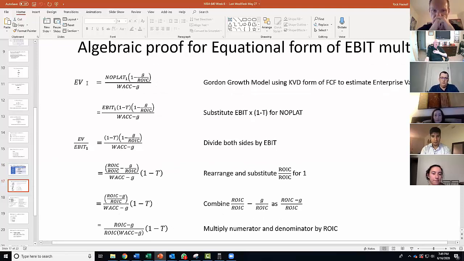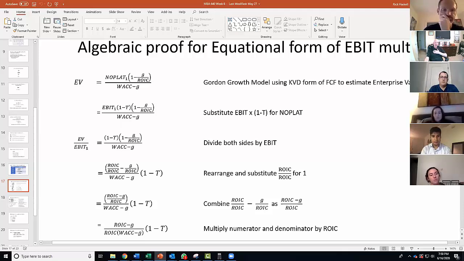Would we agree that an estimated enterprise value could be NOPLAT times 1 minus g divided by ROIC, divided by WACC minus g? Would we agree with that? Isn't that the continuing value using the KVD form? And didn't we agree earlier that that's an expected or an estimated value at that moment in time? Yeah. So I want to make it look like EV/EBIT instead. How do I do that? Well, I remember that NOPLAT is just EBIT times 1 minus tax rate. And if I divide both sides by EBIT, now my left-hand side is EV/EBIT.